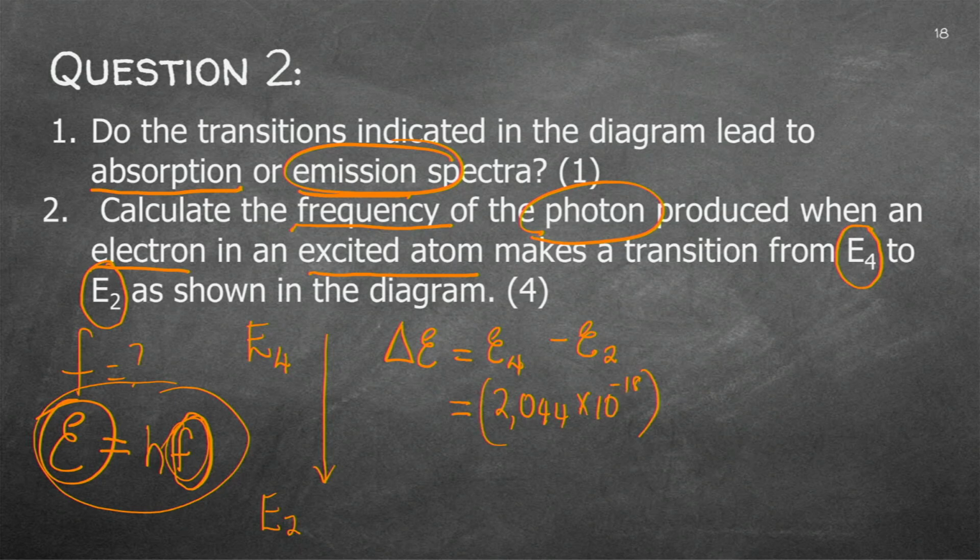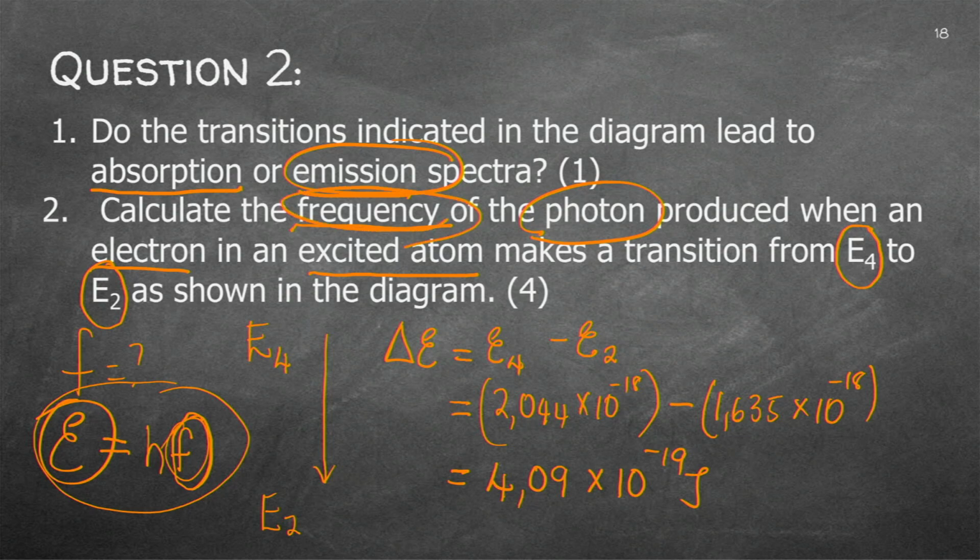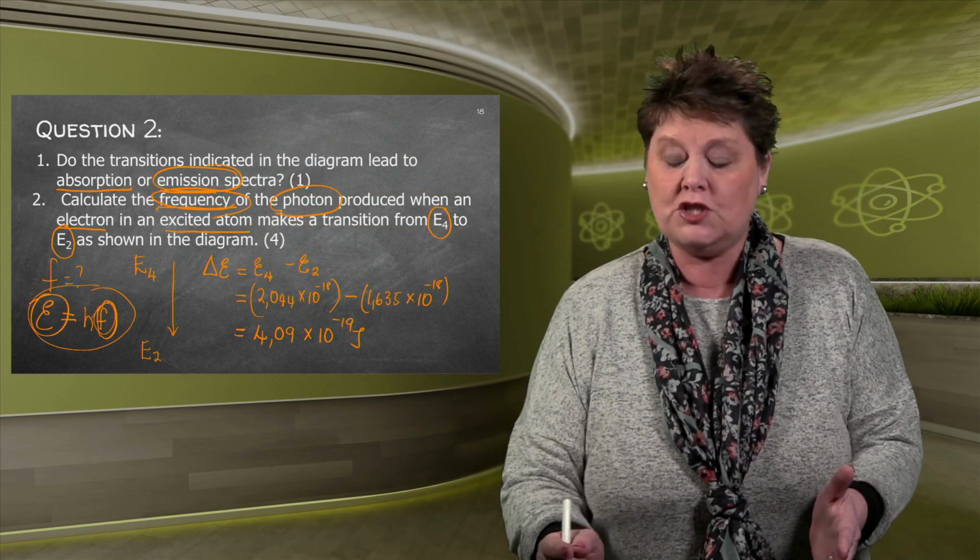And I've got the second level as 1.635 times 10 to the minus 18. I then put this into my calculator and I find a value of 4.09 times 10 to the minus 19 joules. Let's go back to the question. Calculate the frequency. So we haven't answered the complete question yet.